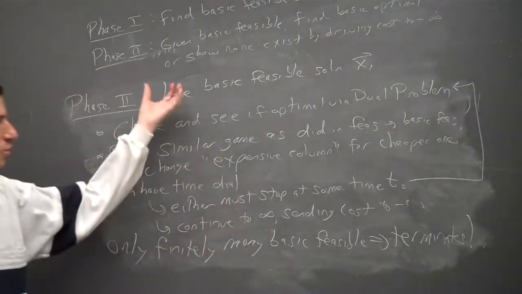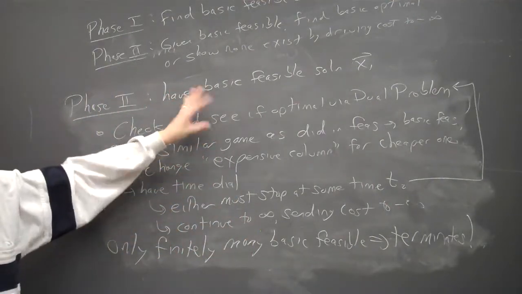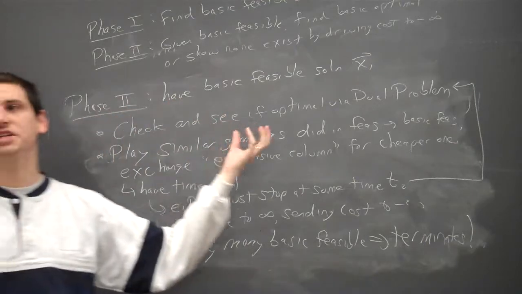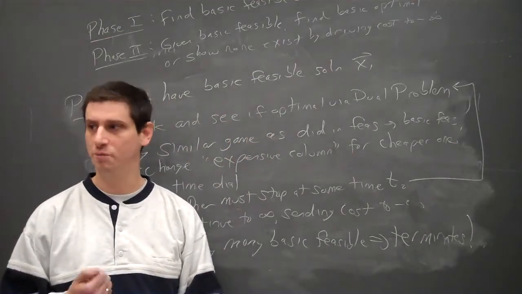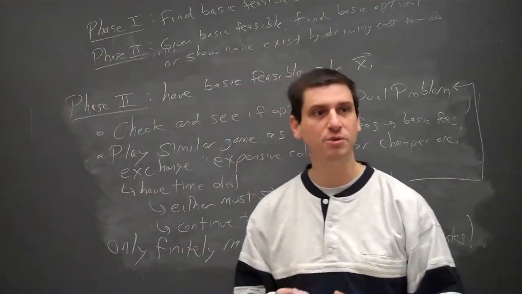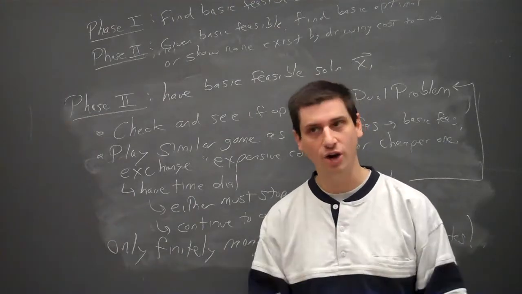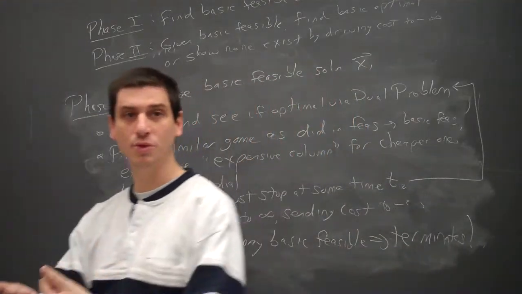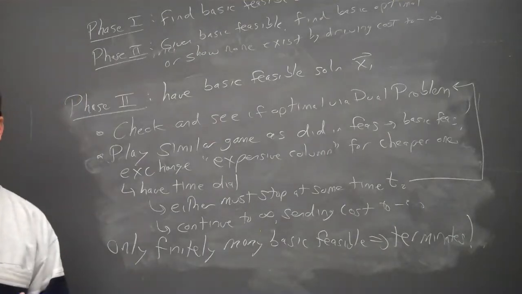Any questions on why this works? Again, I'm skipping a couple of the algebraic details, but I hope you get a sense that it's the same game as what we did for feasible implies basic feasible. We do this kind of column exchange. We take something that's giving too much of a cost, and we replace it with something that's cheaper.